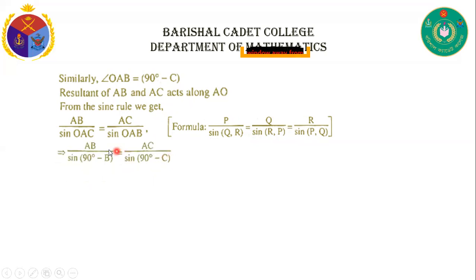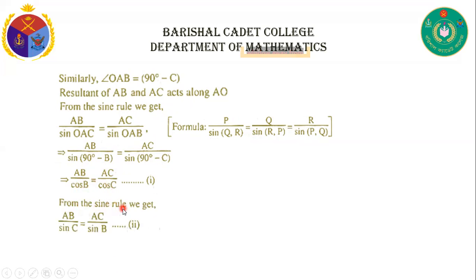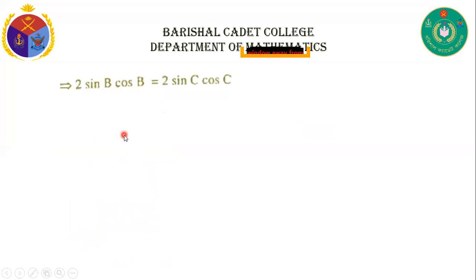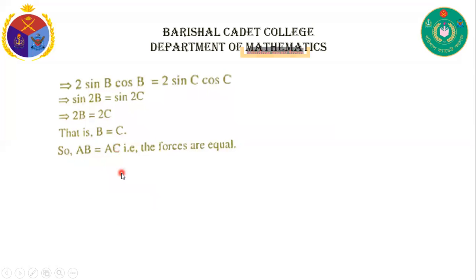So from this picture, AB divided by sine of 90 minus B equals AC divided by sine of 90 minus C, and that is AB by cos B equals AC by cos C. From the sine rule again, we can see that AB by sine C equals AC by sine B, and dividing 1 and 2, we get sine C by cos B equals sine B by cos C. We can write that 2 sine B cos B equals 2 sine C cos C, and again this is sine 2B and this is sine 2C, so 2B equals 2C, that is B equals C, so AB equals AC.